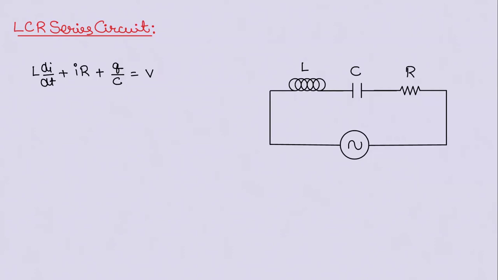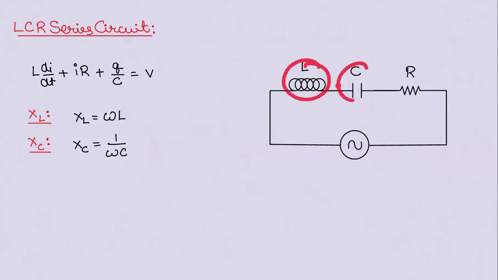First of all, let us calculate reactances. XL, inductive reactance. We know this formula already. XL is equal to omega L. Capacitive reactance, XC is equal to 1 by omega C. Once we get inductive and capacitive reactances, we calculate voltage across each circuit element.